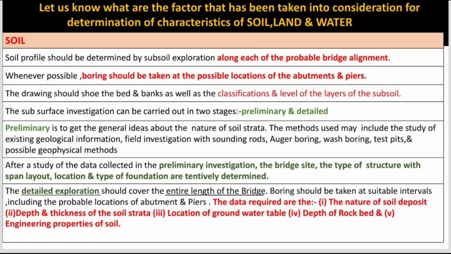Now, the soil is one of the most important factors for the design part of the bridge. Once the alignment of the bridge is fixed, boring should be taken at the possible locations of the abutment and pier or as per recommendations of the IRC guidelines. The subsurface investigation should be done in two stages, that is preliminary and detailed. Preliminary is to get general ideas and know the soil strata. The detailed exploration gives the nature of soil deposit, depth and thickness of the soil strata, location of the groundwater table and engineering properties of the soil, which is the most important part.